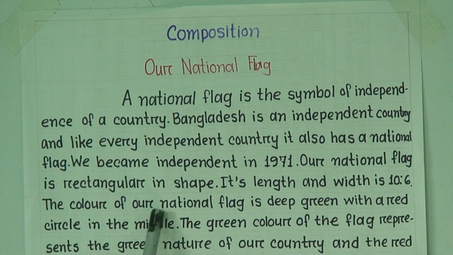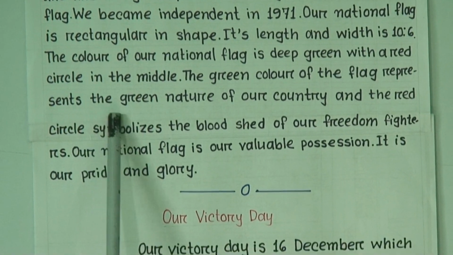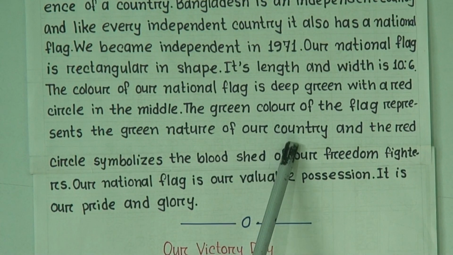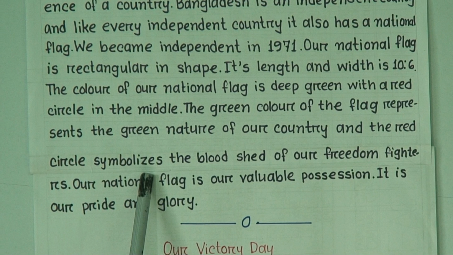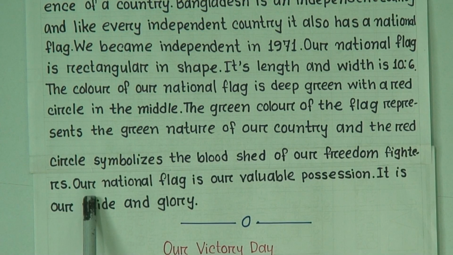The color of our national flag is deep green with a red circle in the middle. The green color of the flag represents the great nature of our country, and the red circle symbolizes the bloodshed of our freedom fighters. Our national flag is our valuable possession. It is our pride and glory.